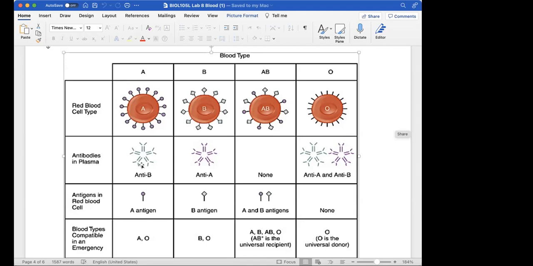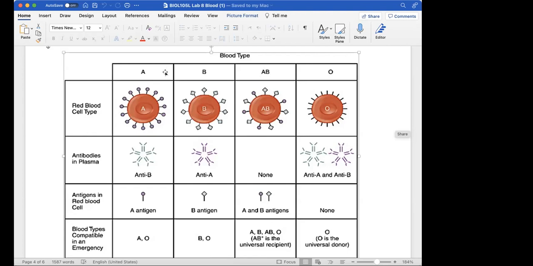These anti-B antibodies would grab hold of antigen Bs on the surface of type B blood cells, so that if we were to ever mix type A and B blood, the antibodies against each other would grab hold of those cells and cause clumping or agglutination. And when that occurs, that means a bad blood transfusion has occurred.